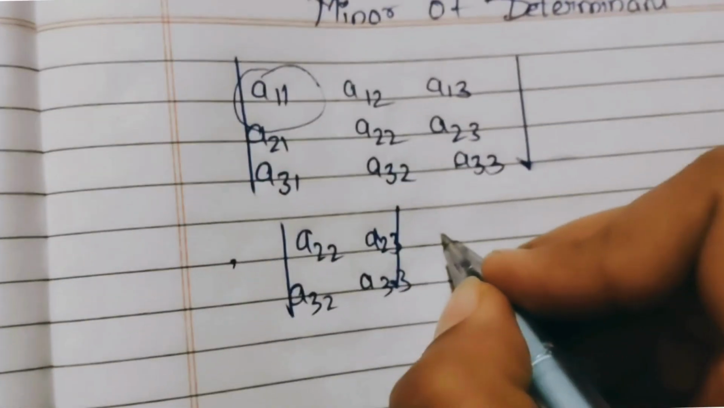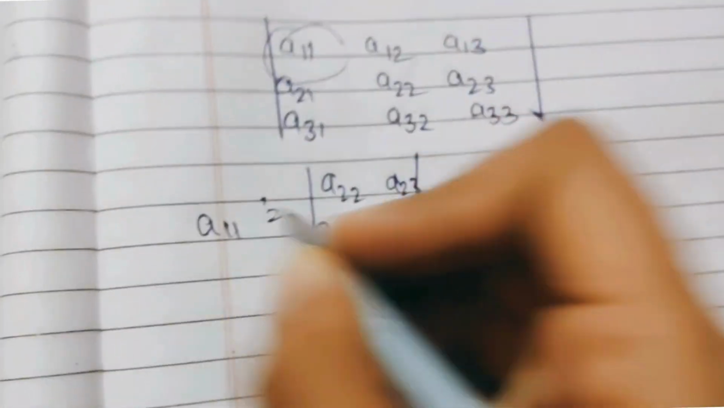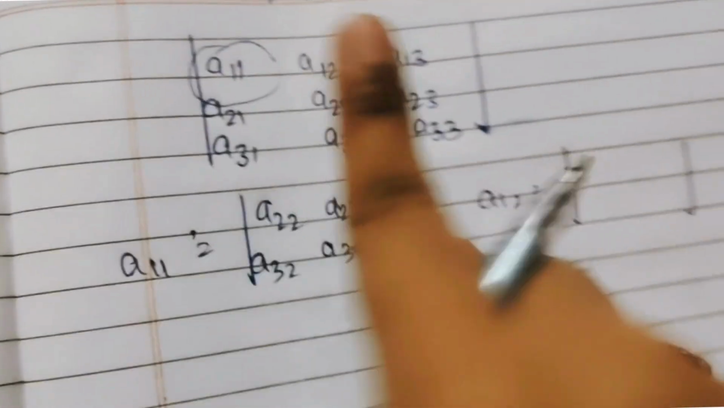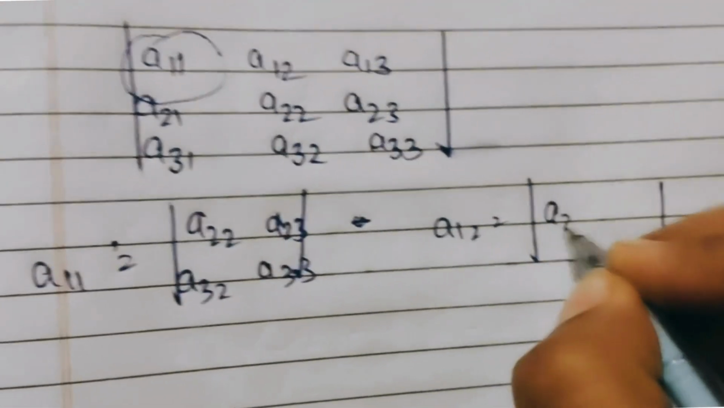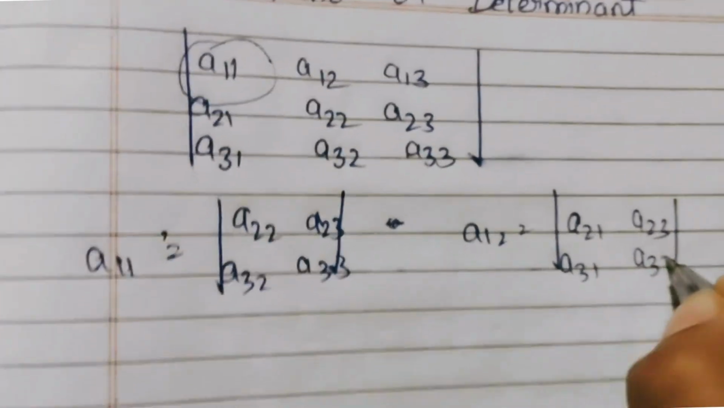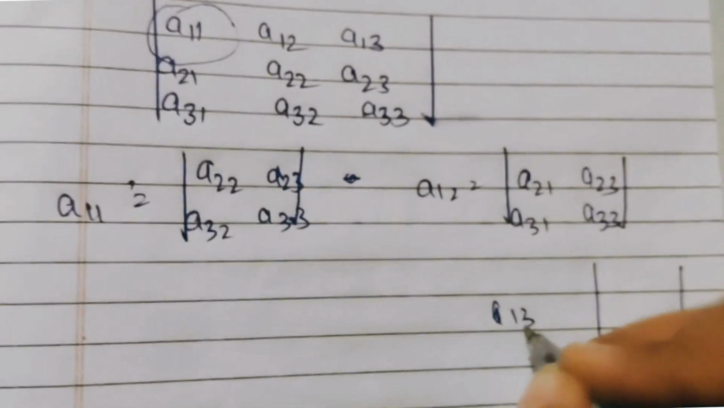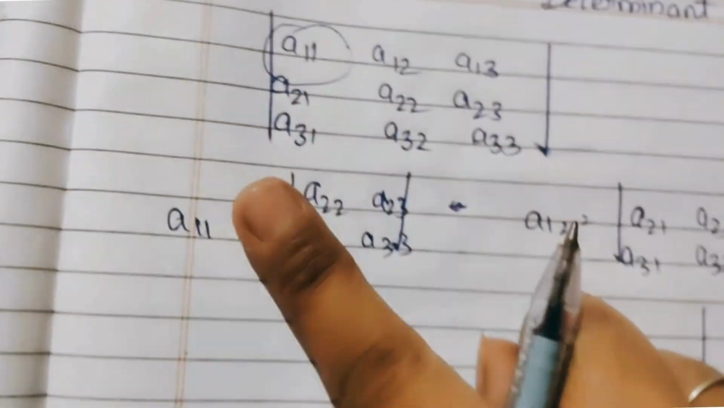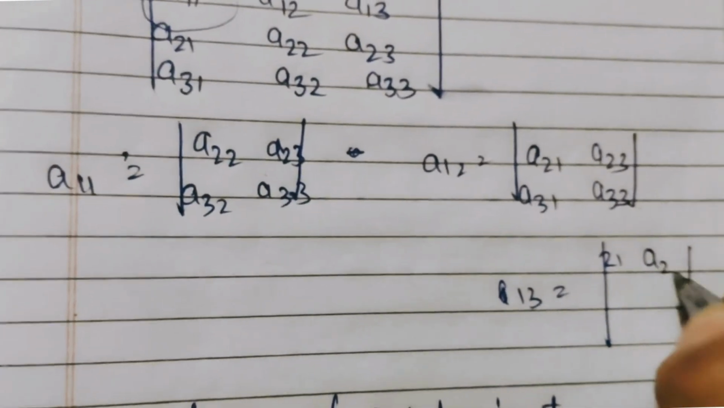Next, for this a12, this is for the a level. For a12 we remove this column and this row, and we take a21, a23, a31, a33. Next for a13 what we are getting is, we remove this column and this row, a21, a22, a31, a32.